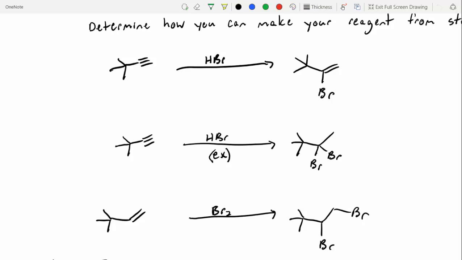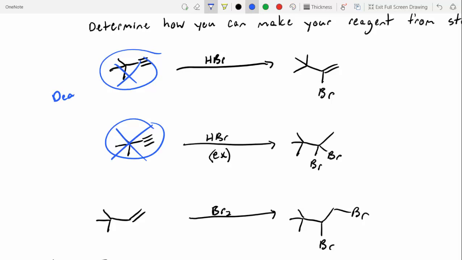The third one, right? Because we don't want to run around in a circle. We just went from these 2. These were our final products. We don't want to have our final product as an intermediate, right? So this is kind of a dead end. So we can cross these out and we can say, all right, this is a dead end. And we can work backwards.